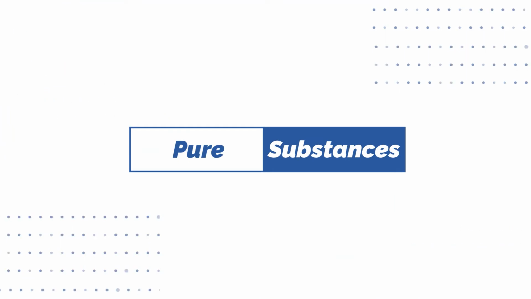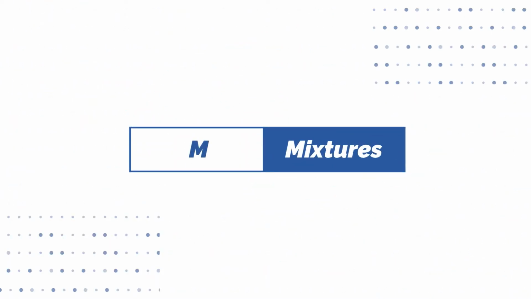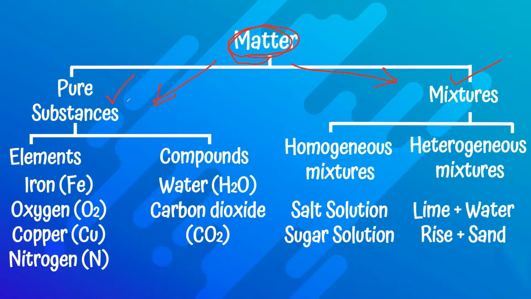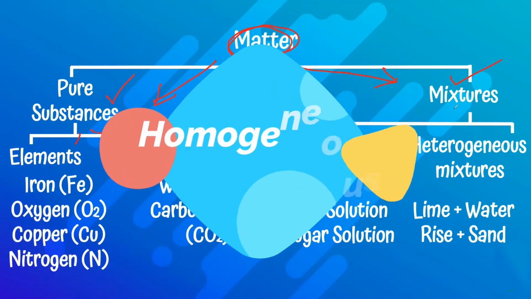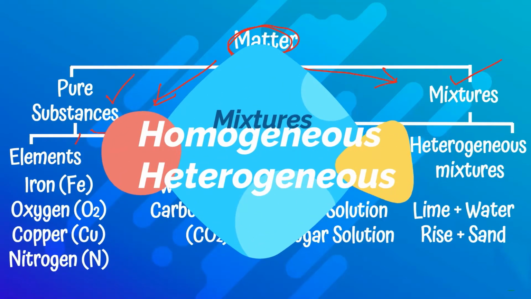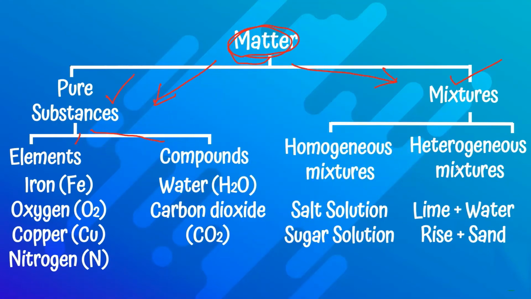The objects that have mass and occupy a space are called matter, and matter can be classified into two, as pure substances and mixtures. And again, pure substances can be classified into two, as elements and compounds. And mixtures also can be classified into two, as homogeneous mixtures and heterogeneous mixtures.